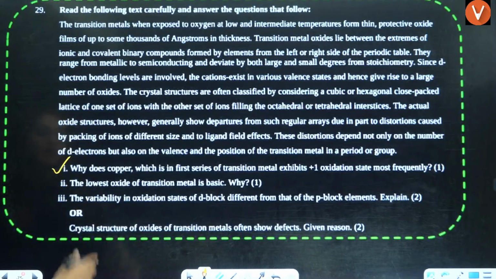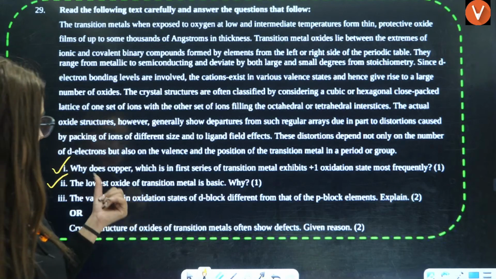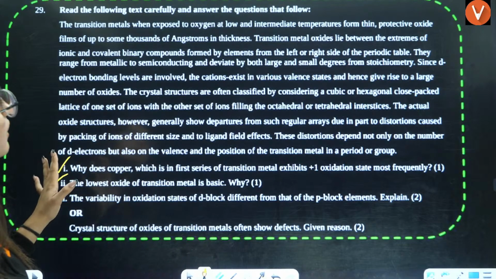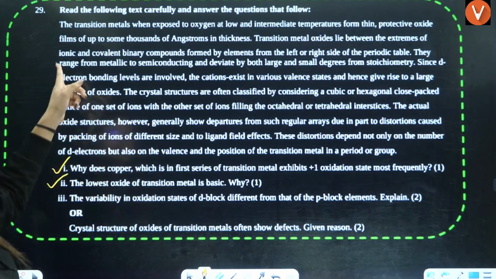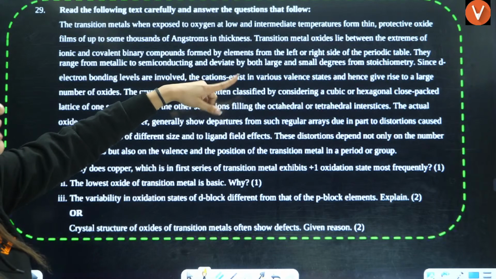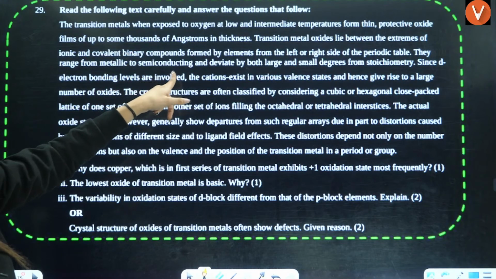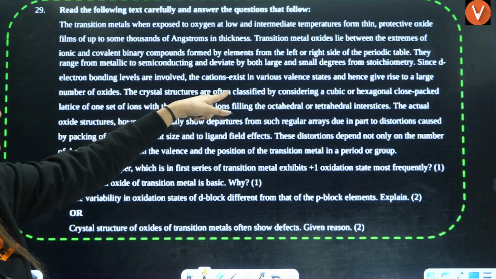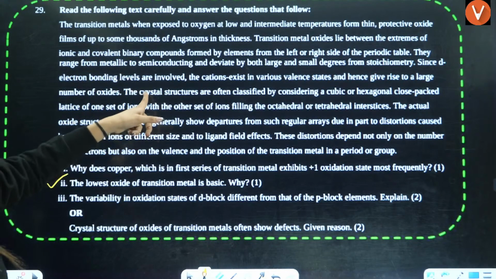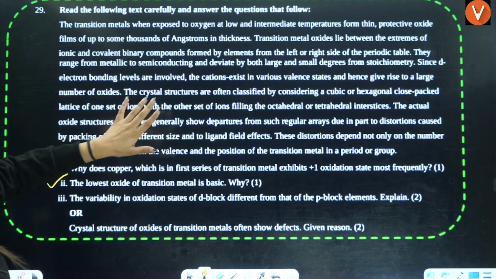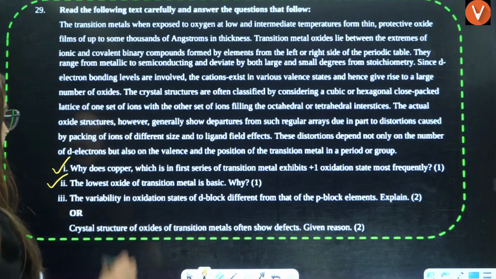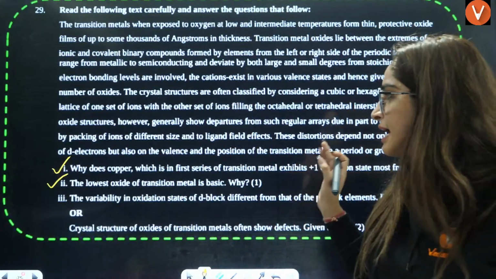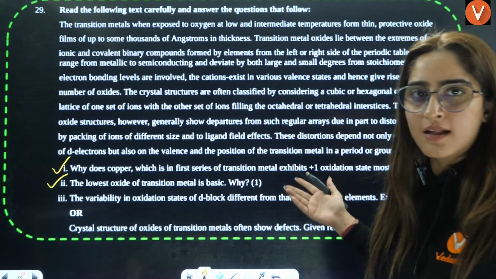Right? Okay. The next question is, why is the lowest oxide of a transition metal basic? Firstly, let us see. Transition metal oxides lie between extremes of ionic and covalent, formed by atoms from left to right side. They range between metallic and semiconductor and deviate from both to small degrees. D electron levels are involved. The cations exist... Okay, we can't see the answer here. We have to answer ourselves. That's why I'm saying that in the exam, don't read the paragraph firstly. Firstly, read the questions, right? Then read the paragraph, to see whether you can find the answer there.